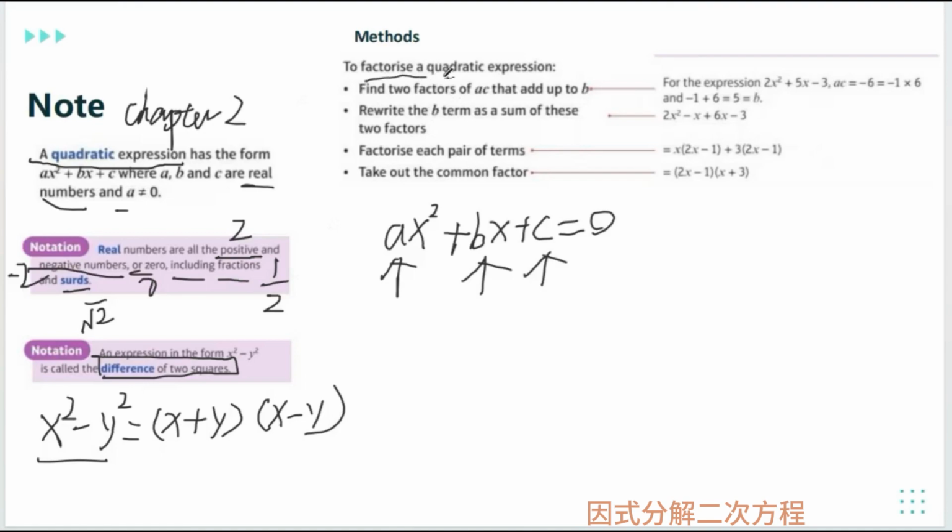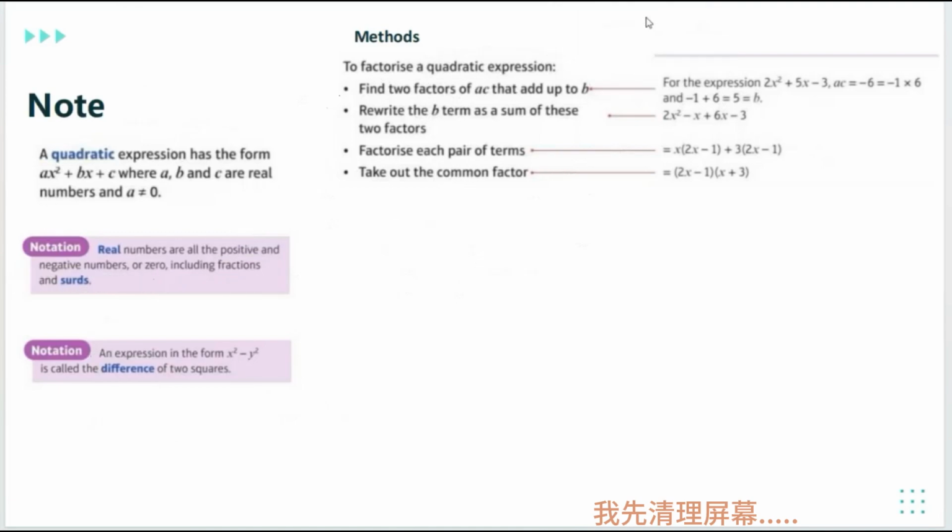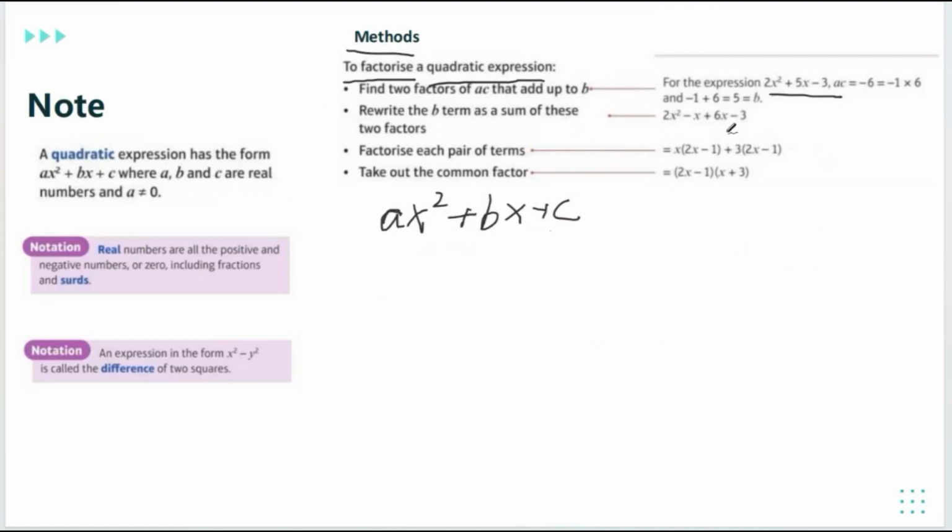For factorizing quadratic expressions, there are 4 steps. Here's a method to factorize a quadratic expression. The common quadratic expression is ax squared plus bx plus c. Now we can use this example: 2x squared plus 5x minus 3.